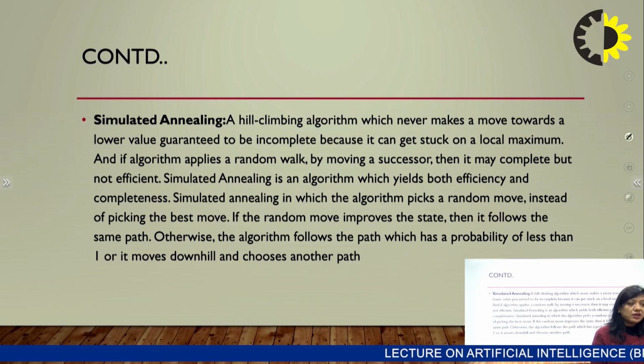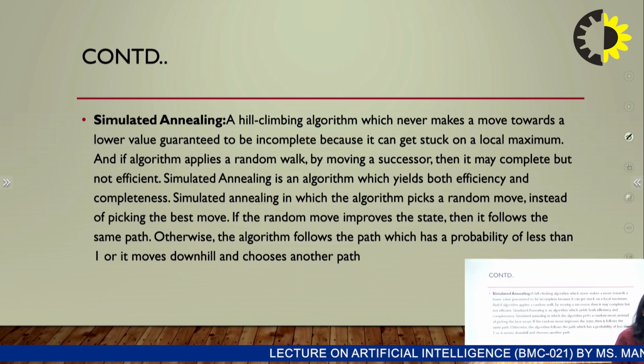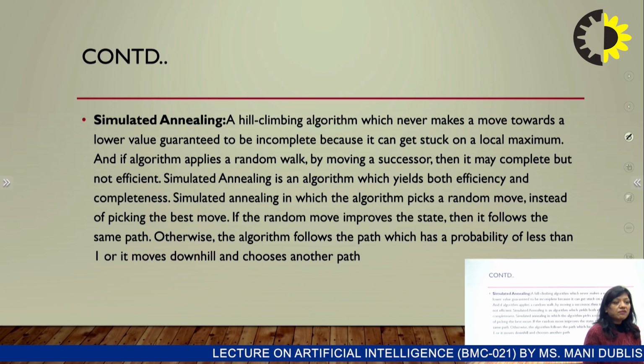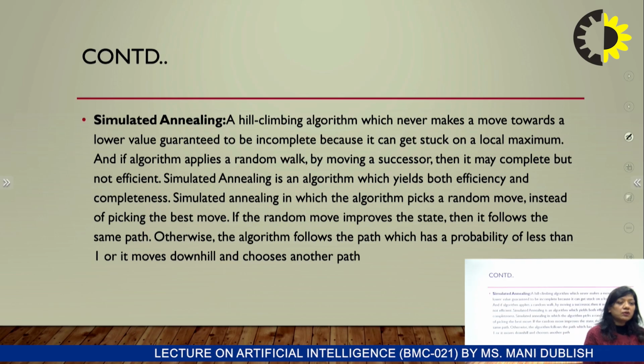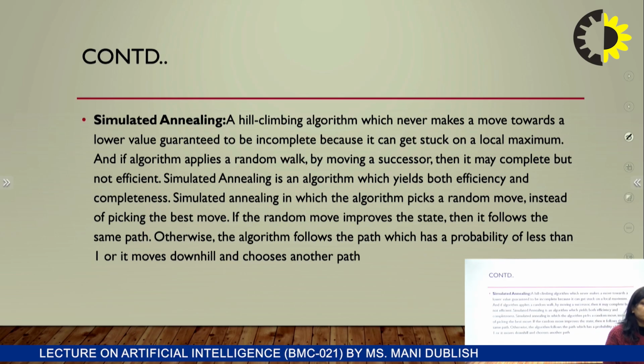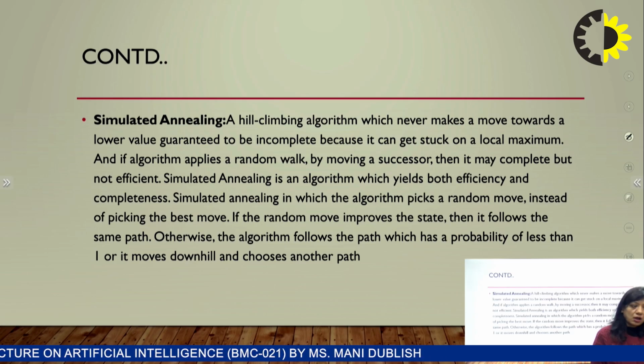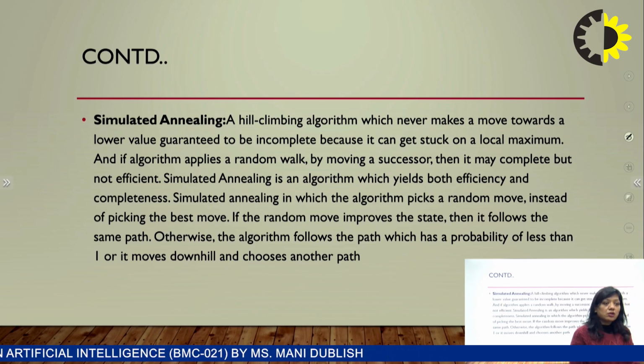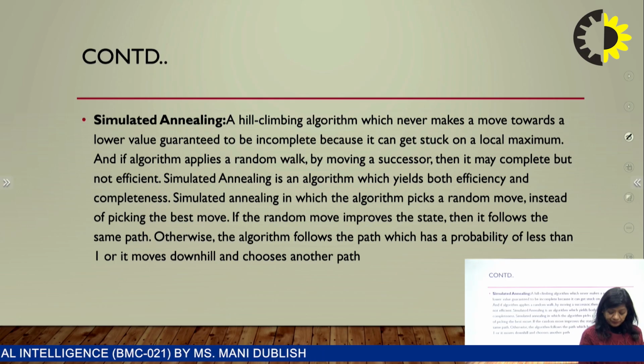In simulated annealing, the algorithm picks a random move instead of picking the best move. If the random move improves the state, then it follows the same path. Otherwise, the algorithm follows the path with a probability of less than one, or it moves downhill and chooses another path.